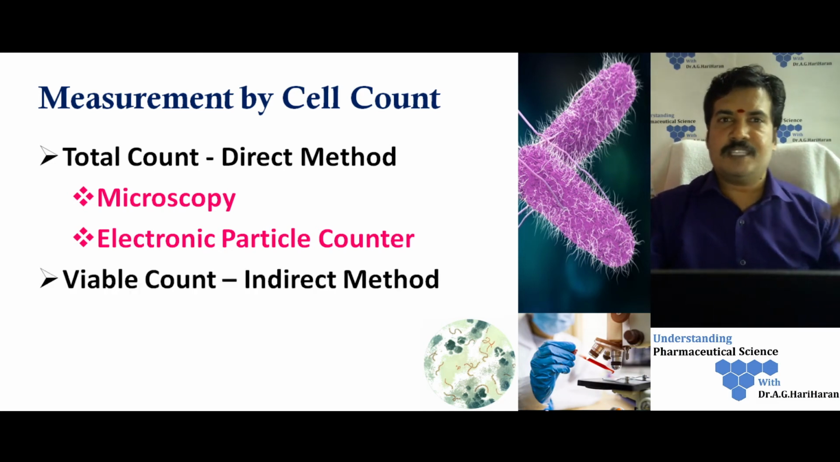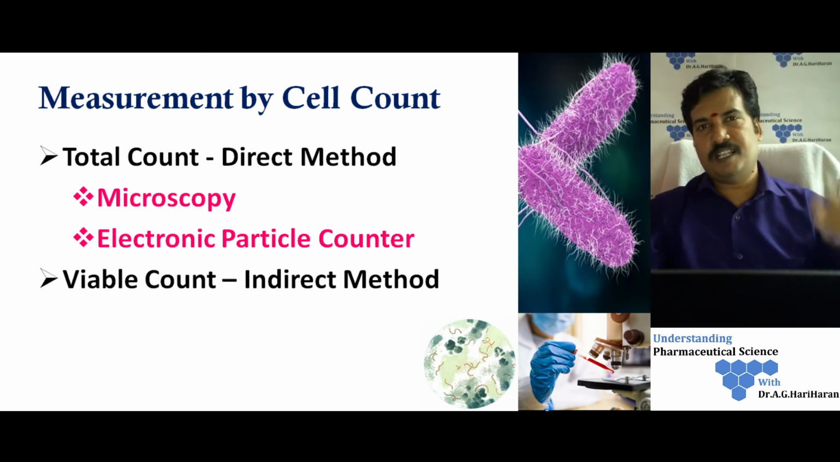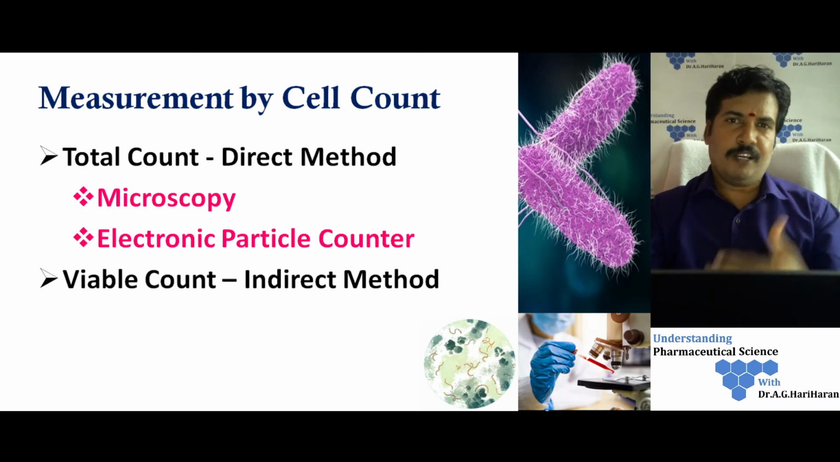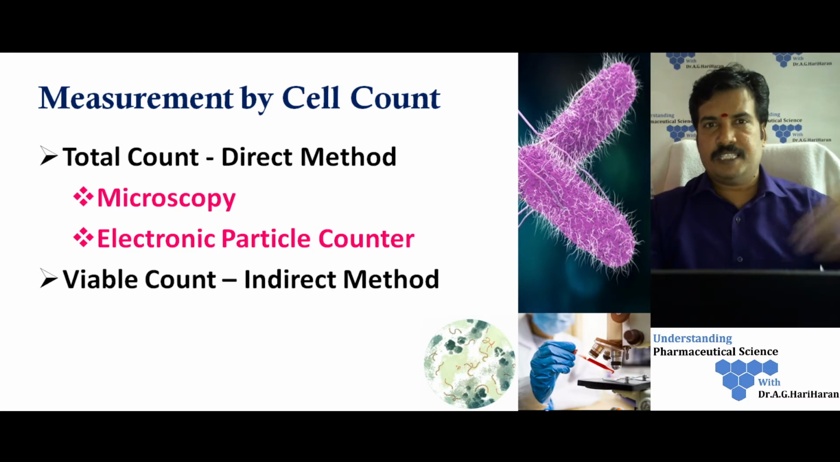The second method of cell counting is the viable count. Viable means the living cells. How many living cells are there in a particular sample can be calculated by this method. It is an indirect way of counting the cells. Why we call it an indirect way is that only a living cell has the ability to divide, whereas a dead cell doesn't. The living cells divide once kept in an appropriate medium.